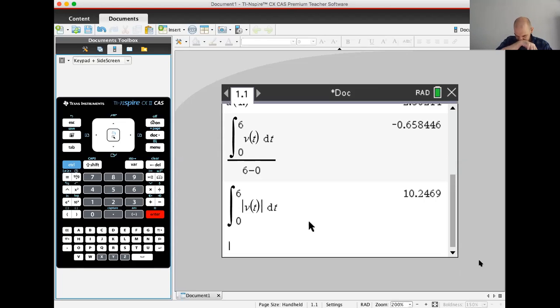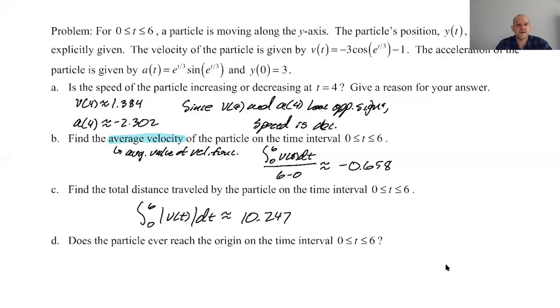You want to be getting to the point where you can write these kinds of justifications on your own. So let's see. Here we go. All right, is the speed increasing? I found v of 4 and a of 4, and I wrote them down to 3 decimal places. And I just say, since v of 4 and a of 4 have opposite signs, speed is decreasing.